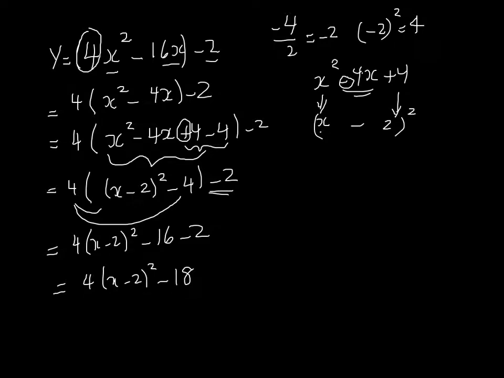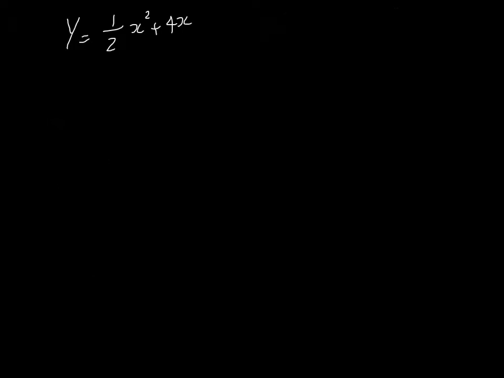Another type of completing squares is when the coefficients are fractions. So in the next example, we are going to consider a quadratic in standard form, which is going to produce fraction coefficients. In this example, we have a quadratic which has only 2 terms. In standard form, half x squared plus 4x. We are supposed to find the vertex form, but using completing squares.